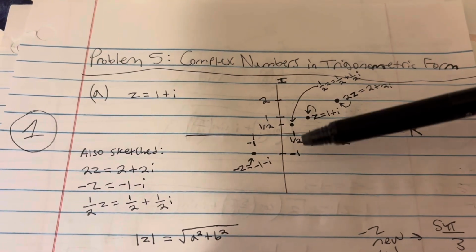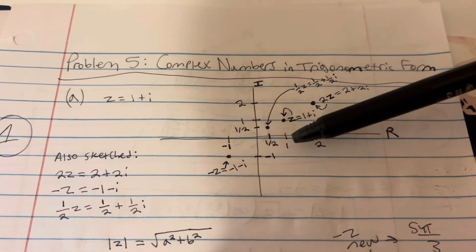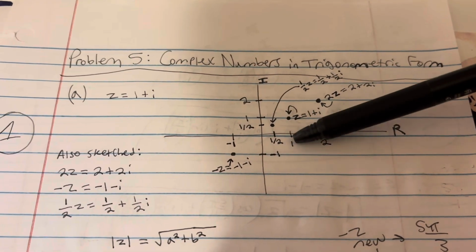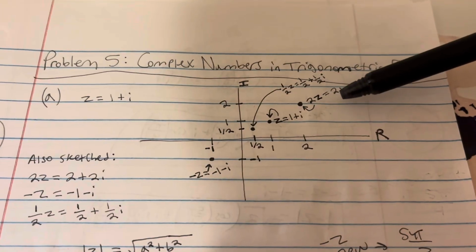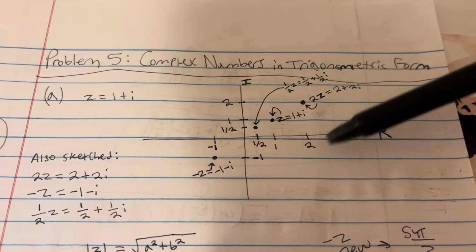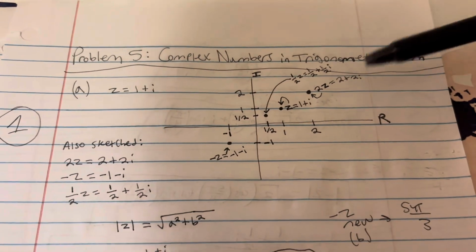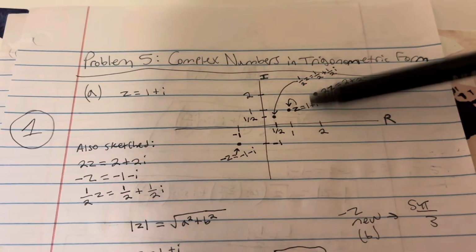As you can see, we have -1, -1, 1/2, 1/2, 2, 2, and then 1, 1, of course.